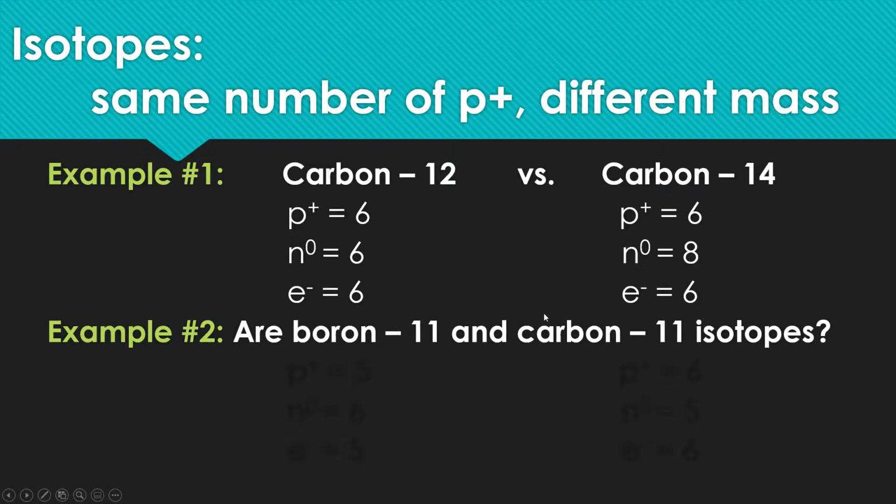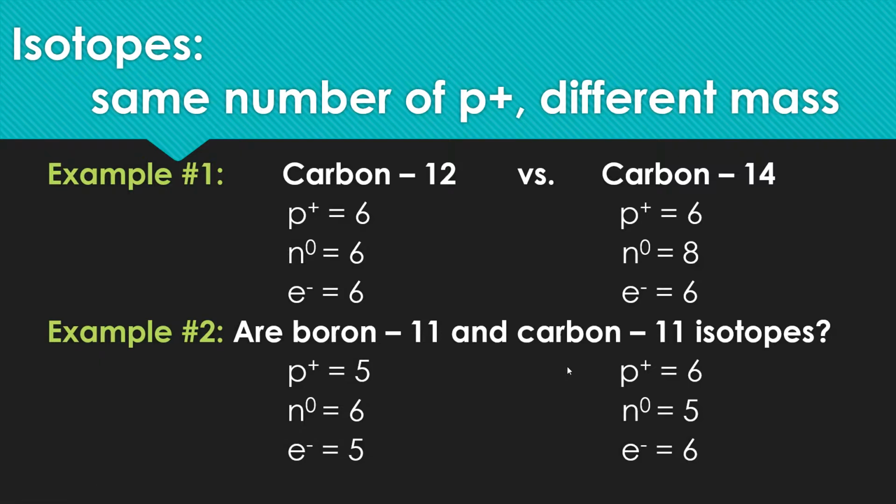Boron 11 and carbon 11, are those isotopes? No, those can't be isotopes because they are different elements. They have different protons. They will react entirely differently, even though they have the same overall mass.